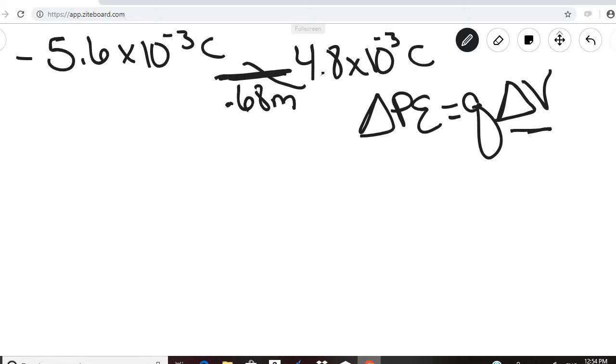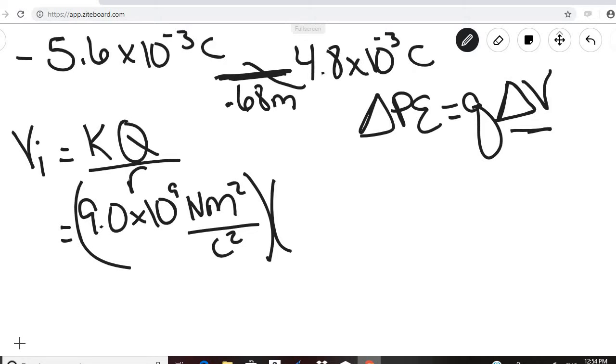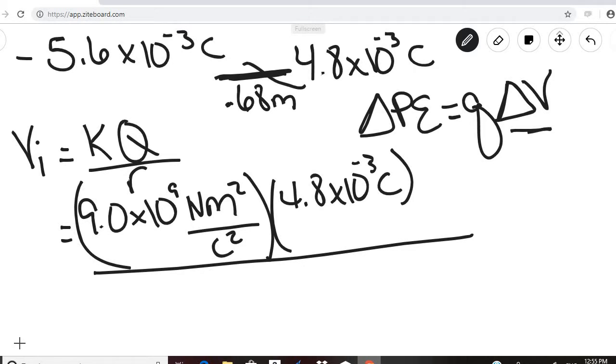So let's do VI first. So VI is going to be K times Q divided by R. So it's going to be 9.0 times 10 to the 9th Newton meters squared over Coulomb squared times the charge of the stationary charge, 4.8 times 10 to the negative 3 coulombs. And then we're going to divide that by the distance between the two particles, and for the initial ones it's going to be 0.68 meters.